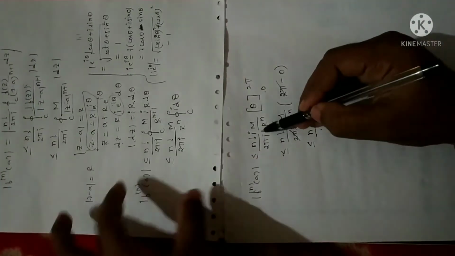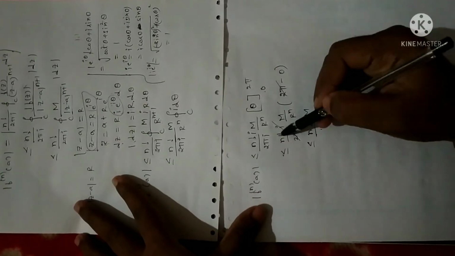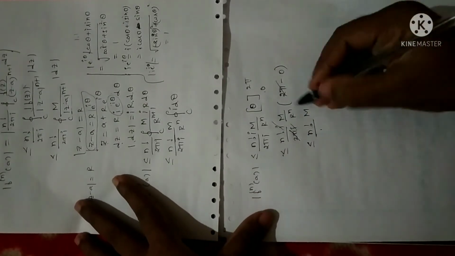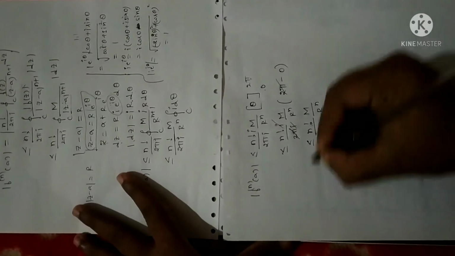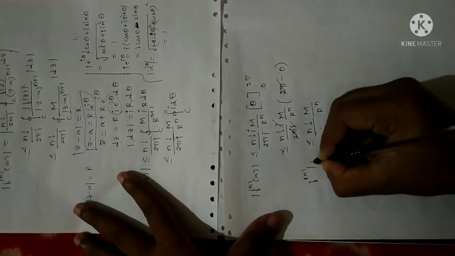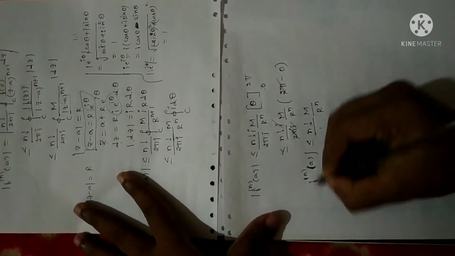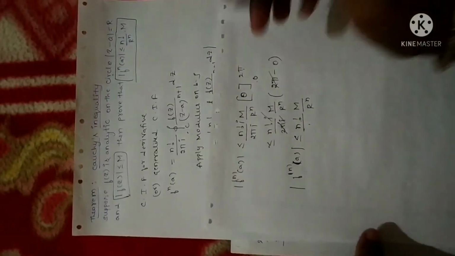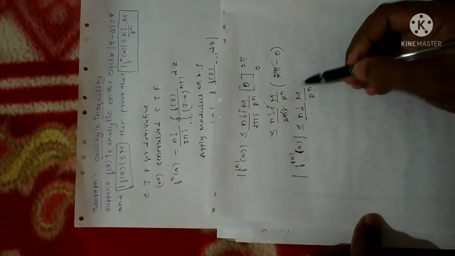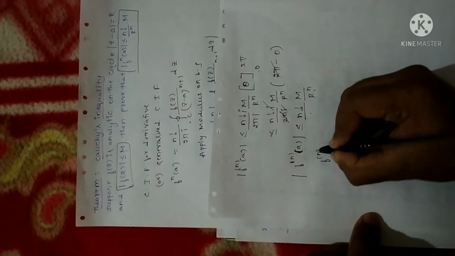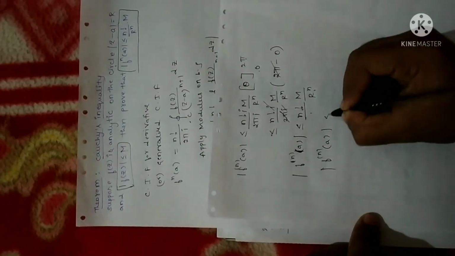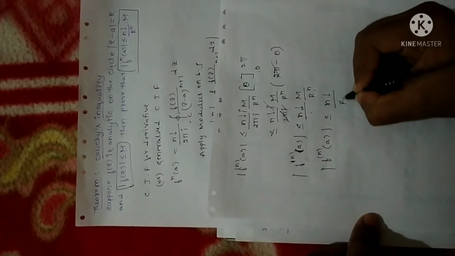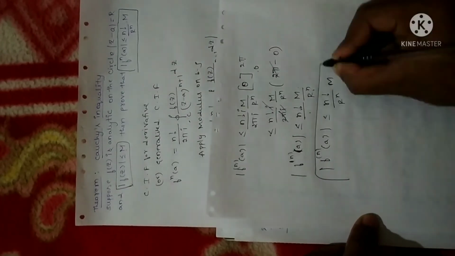Now I have taken it outside. In this step I am going to cancel i and i. So what you are left with is n factorial into M divided by r power of n. So f power of n magnitude of a. So while deriving the derivation, you have to concentrate on the given value. So what we have is n factorial by r power of n into M. So I can write it in a standard format: less than or equal to n factorial by r power of n into M. So this is what we need to prove.